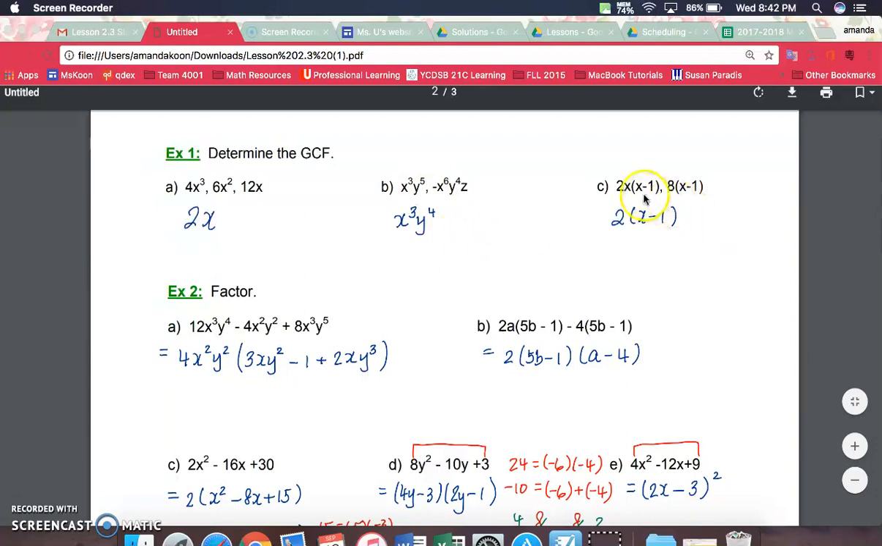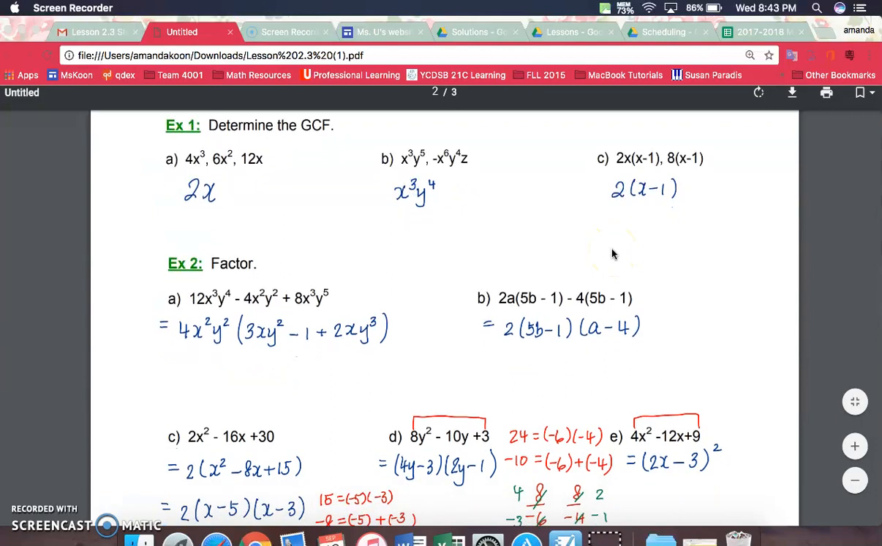Part C: 2x times x minus 1 is my first term, and 8 times x minus 1 is my second term. Even though x minus 1 is a binomial, it is still multiplied to the rest of the term. Therefore, it can be treated just like a variable, and that becomes part of the GCF. And between 2 and 8, of course, 2 will be the greatest common factor.